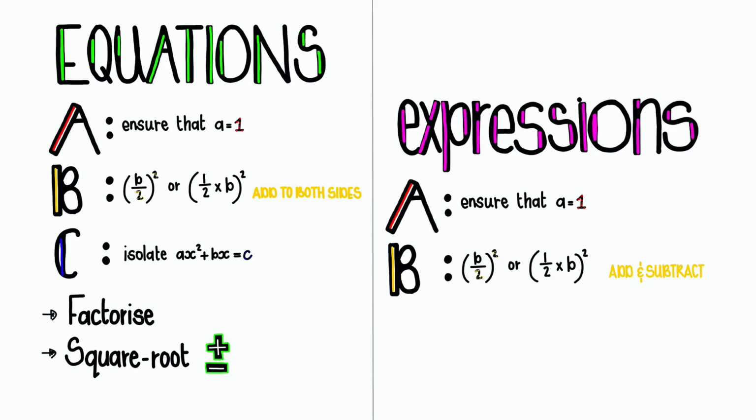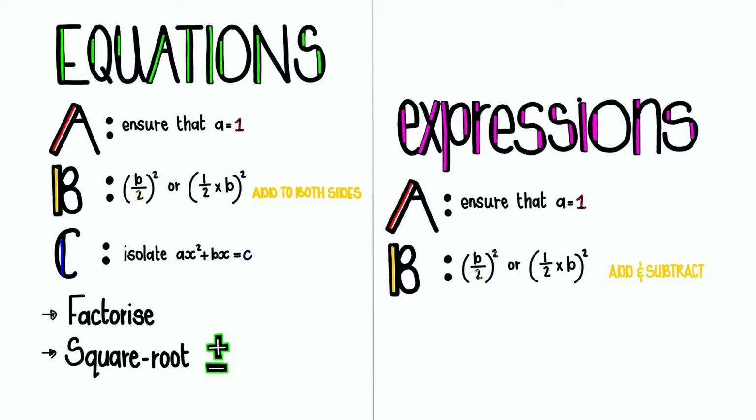So the first step is to remove or get rid of the a value. Either we're going to remove it and keep it in an expression, or we're going to remove and get rid of the a value in an equation. But either way, the a value, the coefficient of the x squared, has to be 1. That's step number 1. Step number 2 is working with b.